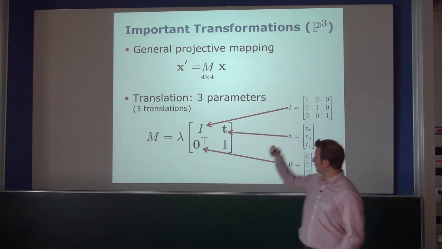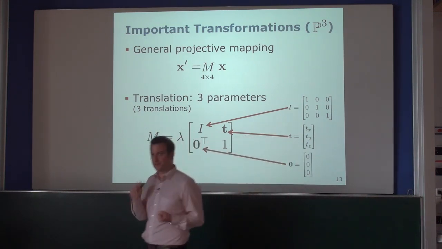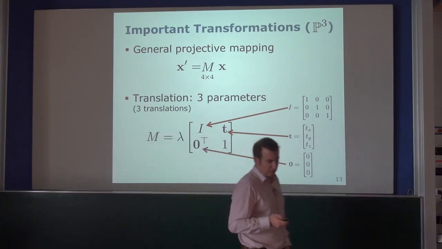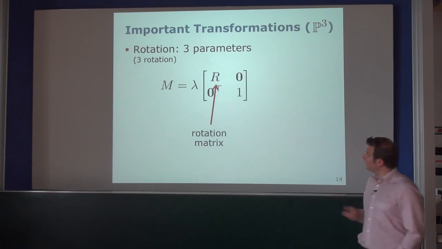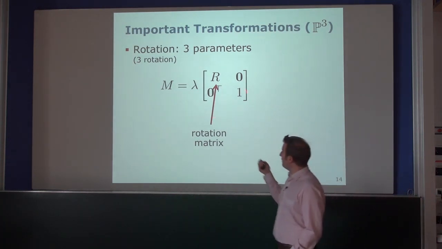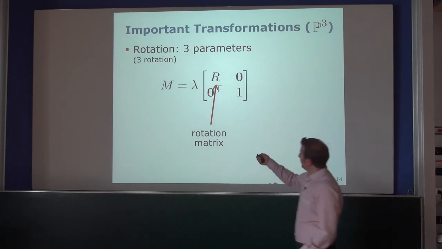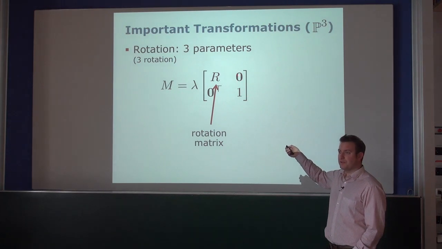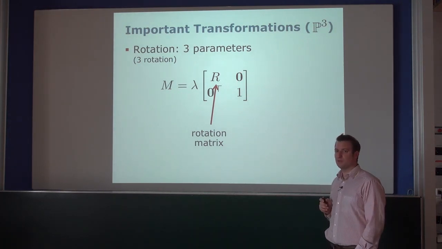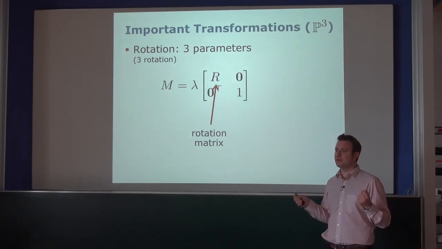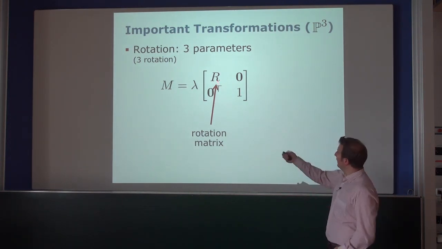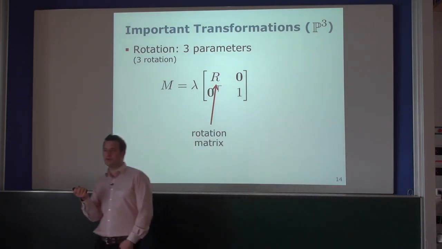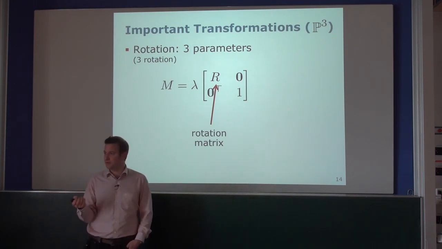Okay, so translation is nice, but typically we also need to rotate things in space. So what happens if we want to express a rotation? Our matrix M looks like this. Again, we have our 0 down here and our 1 here. This now is, again, a 0 vector with 3 elements. This was the vector where the translation vector was sitting before. So this is 0, which means we don't have any translation in here. And here we have a matrix R. This R is a 3x3 matrix. This is a regular rotation matrix, as you all should know it from the Cartesian world.